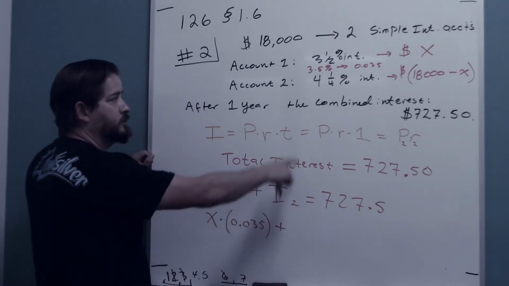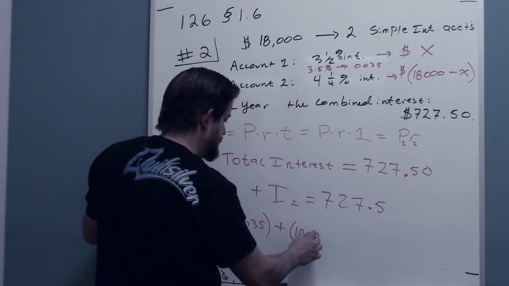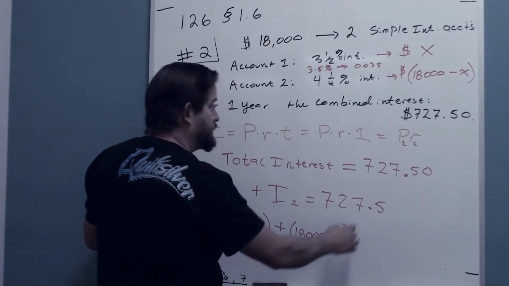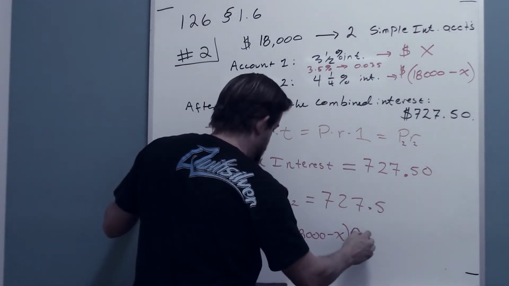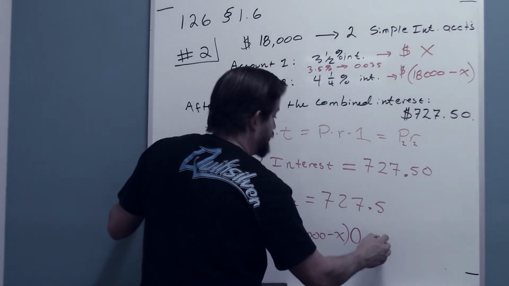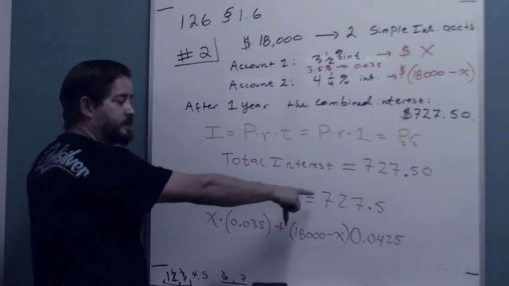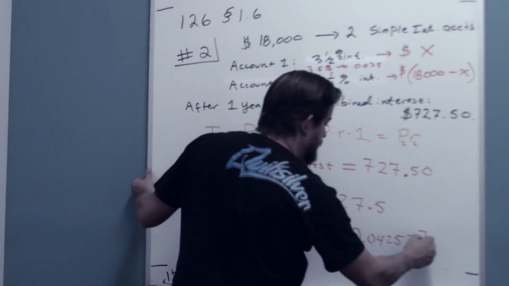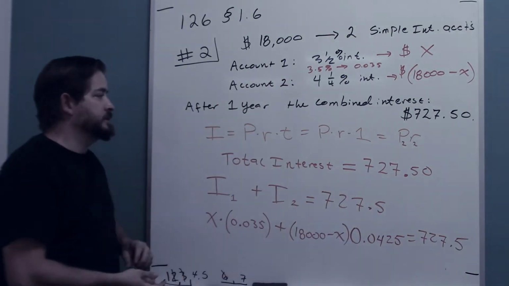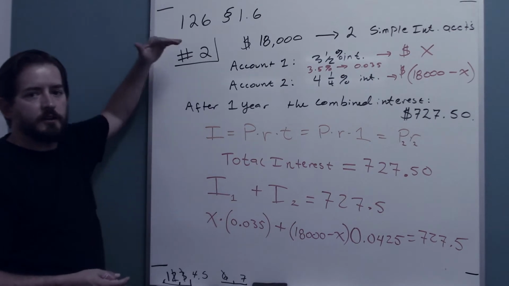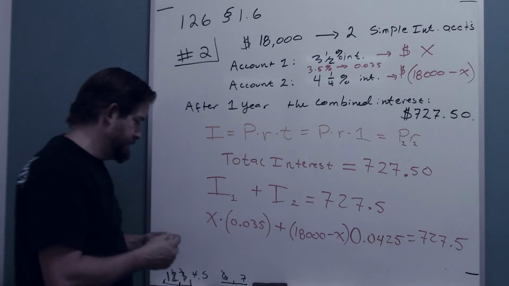Plus the interest from account 2, which is 18,000 minus X multiplied by the rate, which is 0.0425. And that equals 727.5. Now I've created my equation. I'm at the bottom of my board, so clearly I'm going to erase all of this to go up. Pause it if you need to write this, because here it goes.